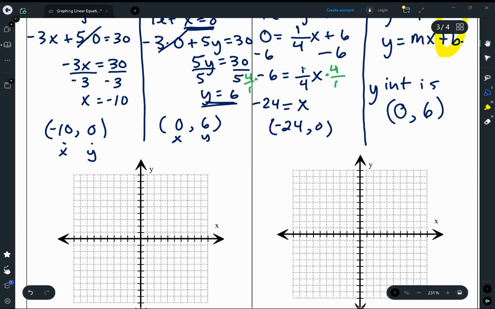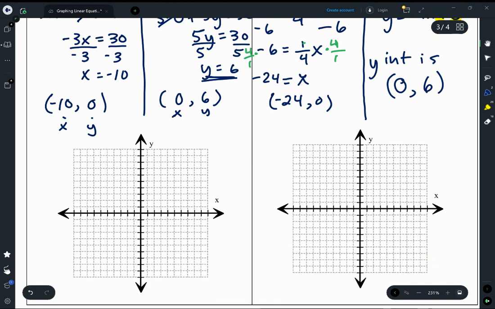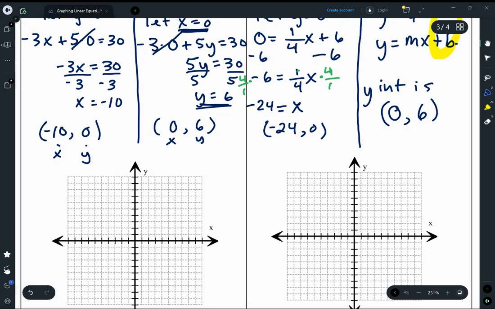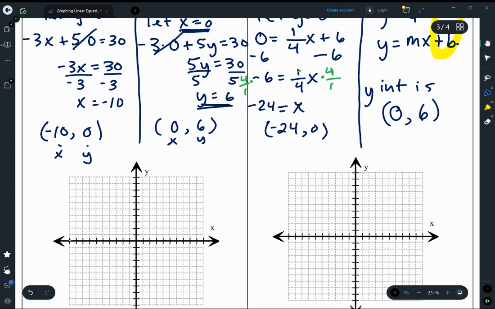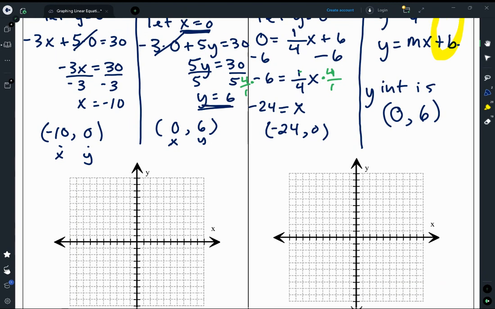And then we're going to graph those. Okay, so negative 10, 0 would be my x-intercept. Maybe I should go back and label those really quick. So let's remember that this was my x-intercept, so that would be a negative 10. This one was my y-intercept, which is 0, 6. And then all I do is connect them.